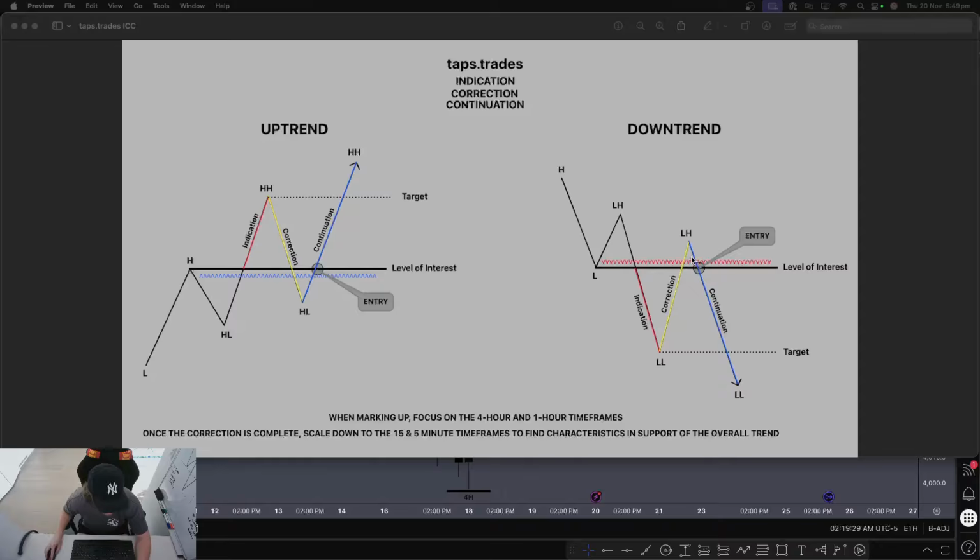So scaling into the 5 or 15-minute time frame, if price then breaks below this level with characteristics of a downtrend on those time frames, we look for an entry.